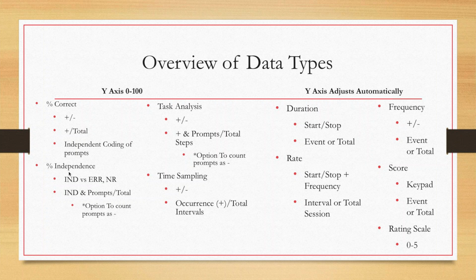data history. The next one is percent independence. And with this one, you get 3 response modalities by default. You get independent, you get error, and you get no response. So with independent, the learner did it completely right. With error, they made a mistake. And with no response, you tried to occasion something and nothing happened. So the way that this is calculated by default is we're looking at the total number of times you hit independent or prompts over the total number.